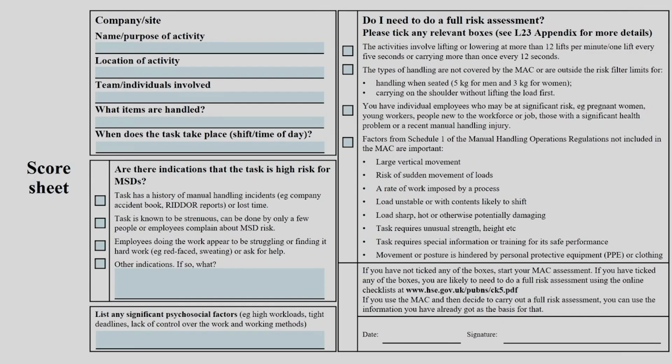Also, in the second part we are asking whether there is any indication that the task is high risk for MSD. Here we have 4 options, and you have to check for them. And also something related to some other information, so that you have the complete analysis with these variables. These are also some variables, and here also you have some variables.